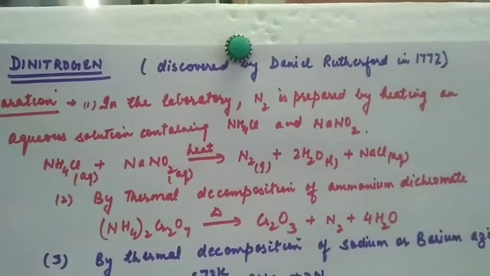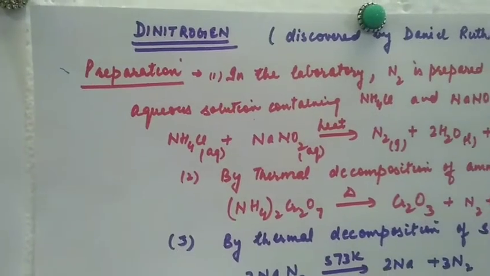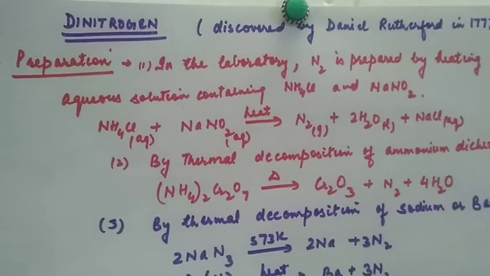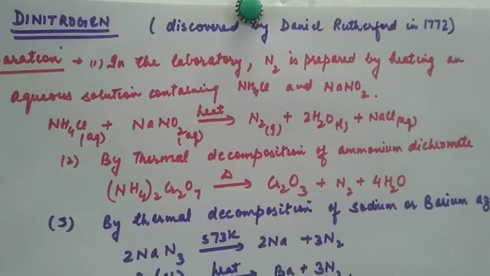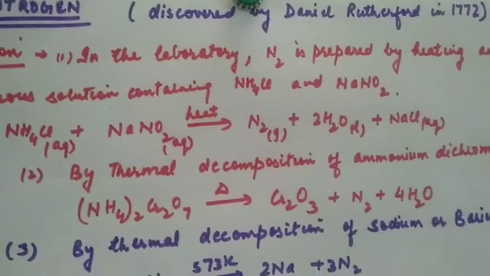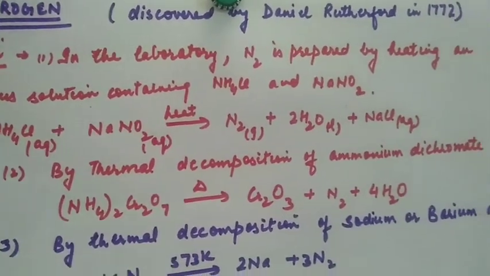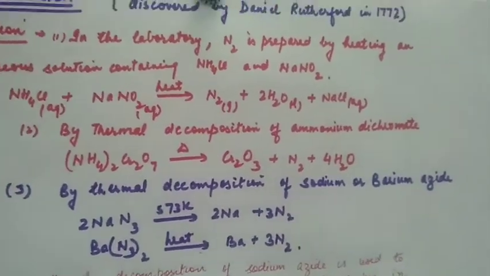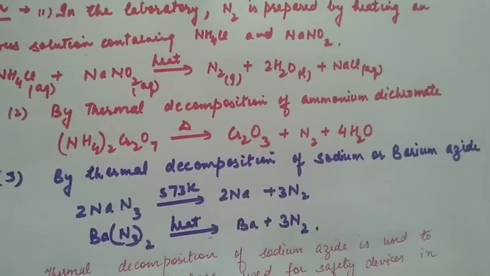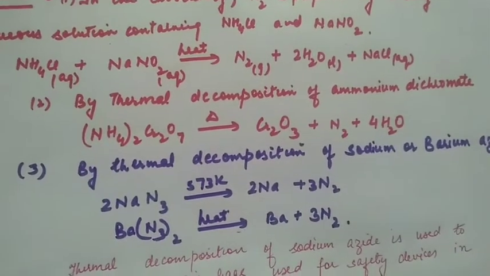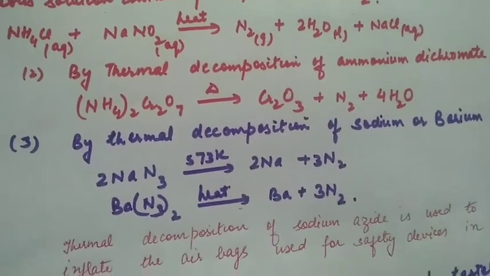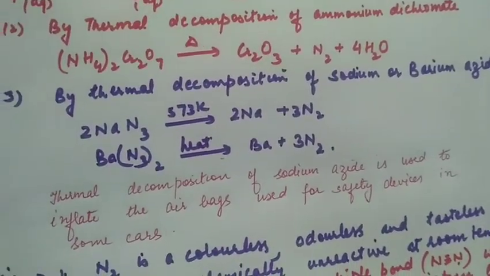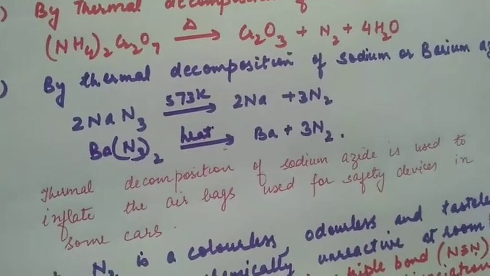It was discovered by Daniel Rutherford in 1772. The methods of preparation: in the laboratory, it is prepared by heating an aqueous solution containing ammonium chloride and sodium nitrite. By heating, nitrogen, water, and sodium chloride are formed. Another method is by thermal decomposition of ammonium dichromate, in which ammonium dichromate is heated to give chromic oxide, nitrogen, and water. By thermal decomposition of sodium azide or barium azide, nitrogen gas can be obtained.